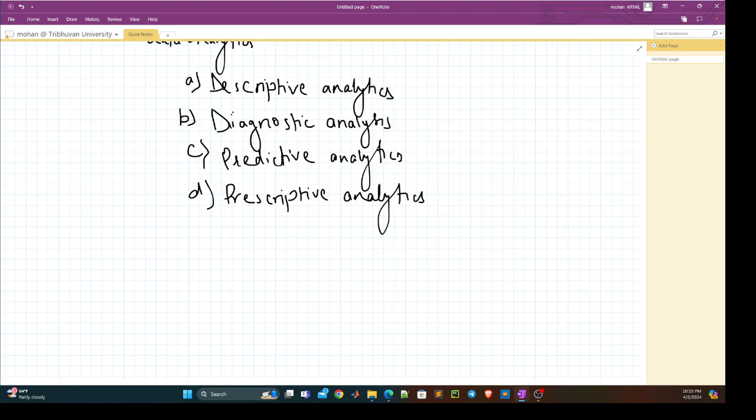And I think I will write these examples as of now. Okay, I'll write this example of descriptive analytics. Okay, let's write about descriptive analytics.